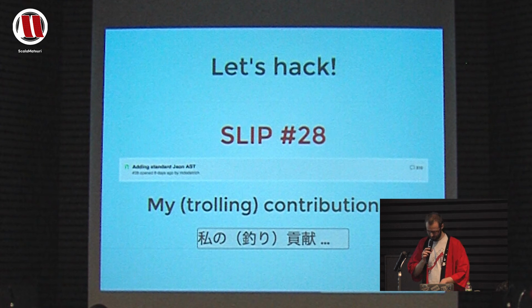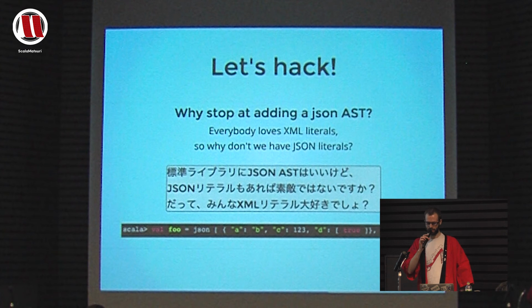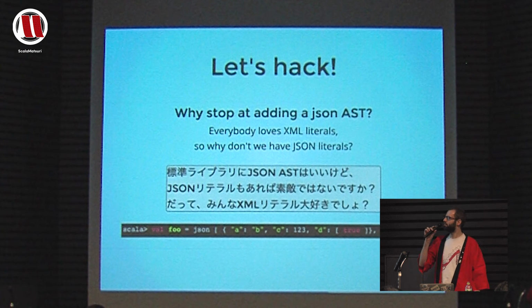So, why stop at adding a JSON AST to the standard library? Why don't we bake JSON into the language itself? Imagine if you had this new JSON keyword here, and then you could just write JSON, plain old JSON, inside your Scala code. How cool would that be? So that's what I did.